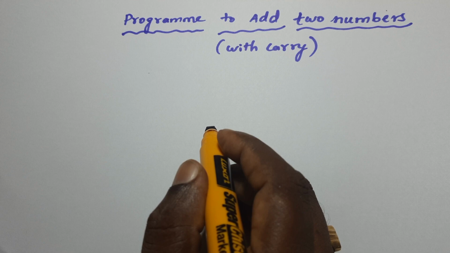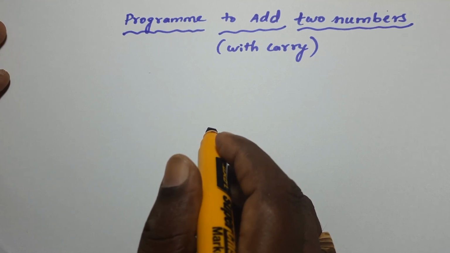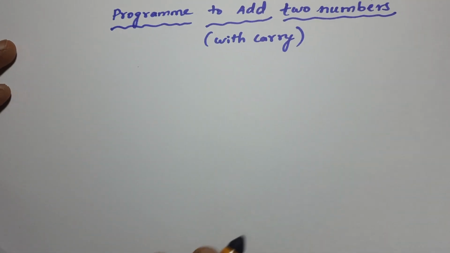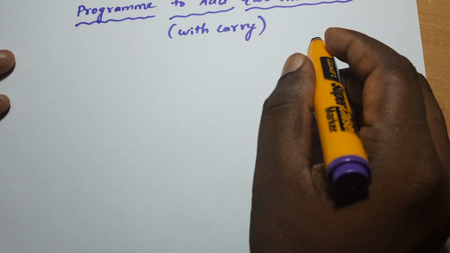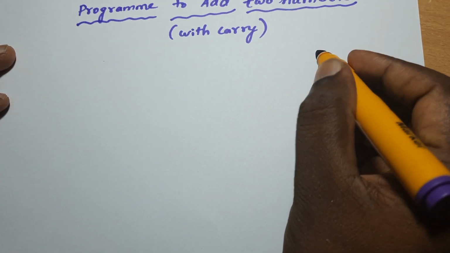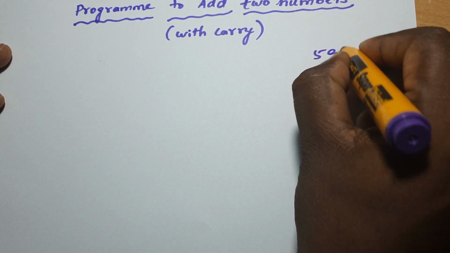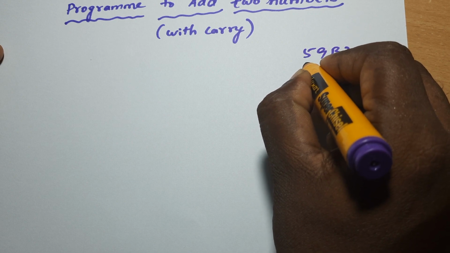Now we will learn to write a program to add two hexadecimal numbers which can generate a carry. Before we write a program, we need to decide a number format. So I am just choosing a random number, say, as an example, 59B2 and another number. It needs to generate a carry. That's why I'm just choosing some bigger number.